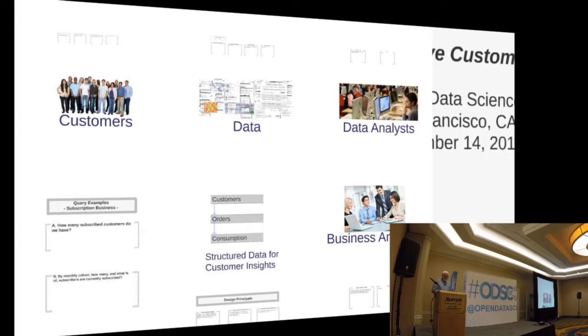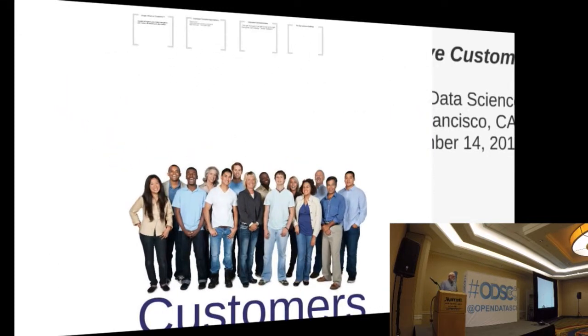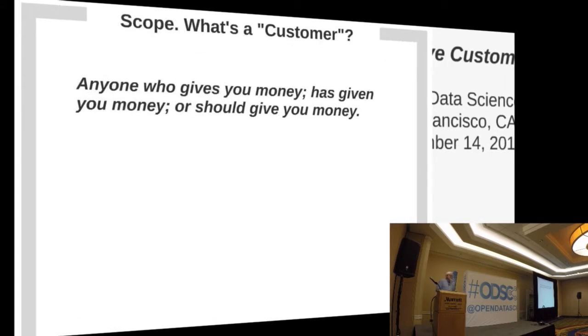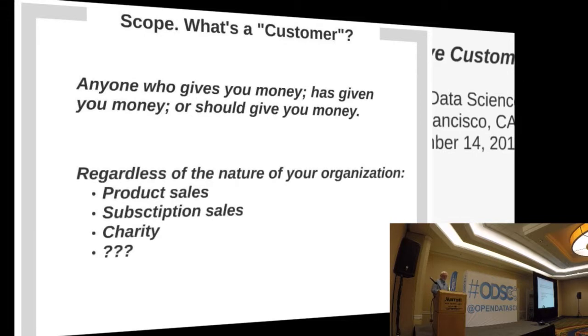So customers, what do I mean by customers? Customers are anybody who pays you money, should pay you money, has given you money, so including prospects. So a very broad definition of customer, and regardless of the nature of your organization. So it can be a product sale, subscription sale, and Minted was an example of product sales. Subscription sales would be lynda.com, Ancestry, and so on, charity, whatever.